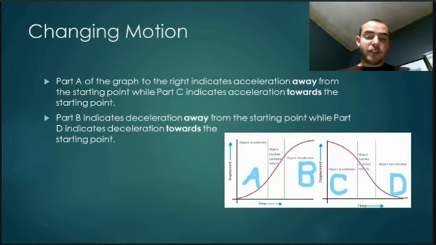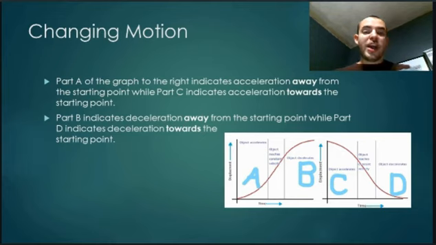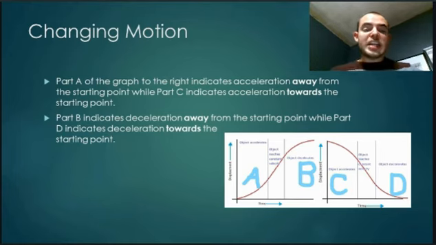This part may be kind of confusing, but try to stick with me. Part A of the graph to the right indicates acceleration away from the starting point. The object is speeding up while moving farther in distance from the starting point, while Part C indicates acceleration towards the starting point. Now the object is speeding up while moving back towards the starting point to a distance of 0. Part B indicates deceleration, slowing down away from the starting point.